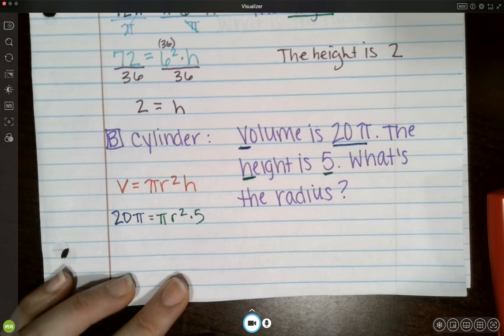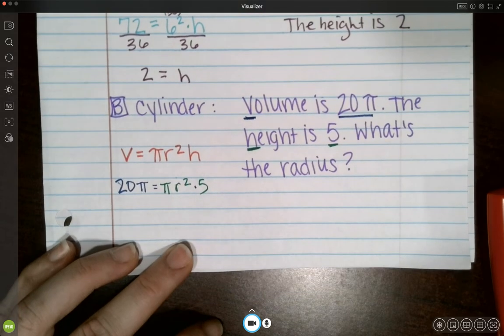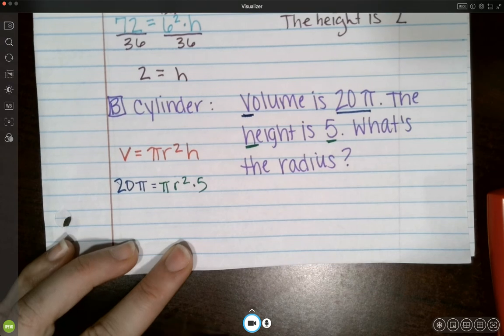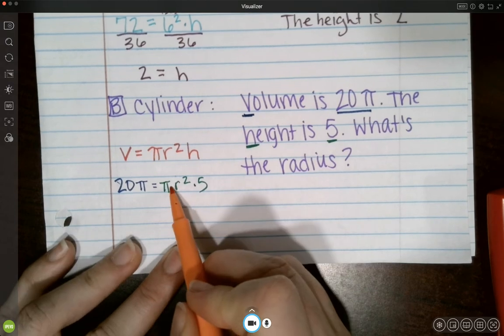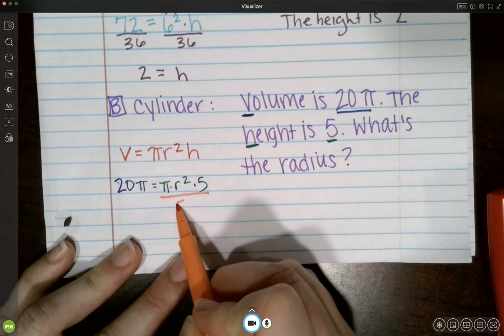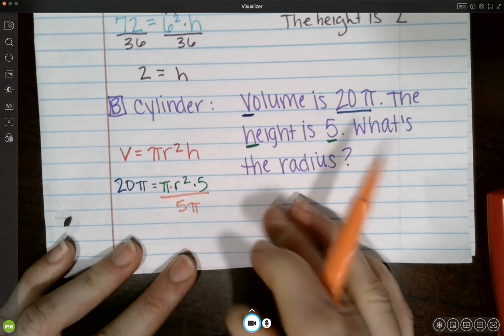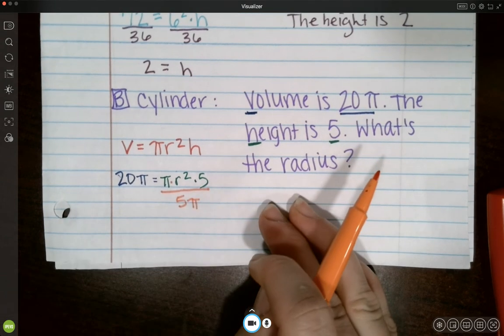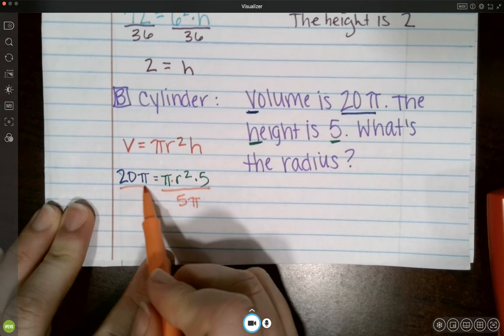Okay, so now I just go into solve mode based on what I have in front of me. Here I have multiplication and multiplication. I'm going to do this in one step. I'm going to divide by 5 pi. And what I do to one side, I'm going to do to the other.